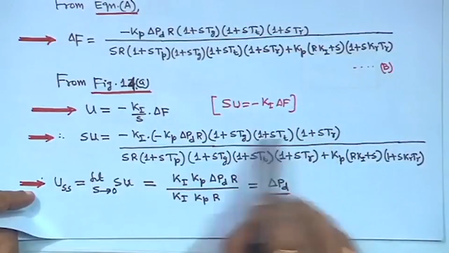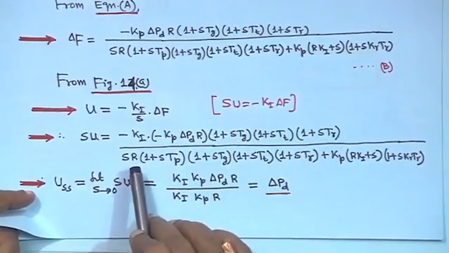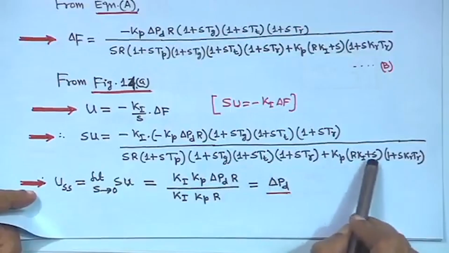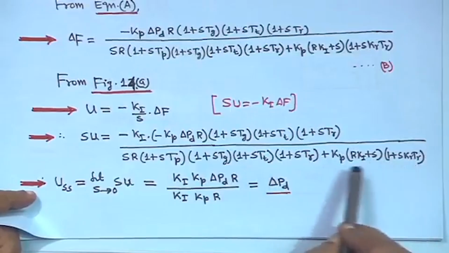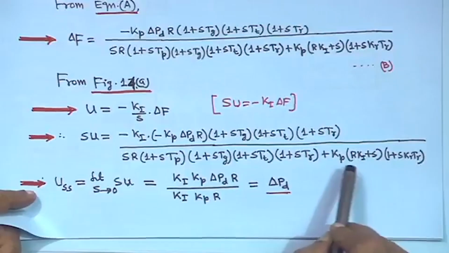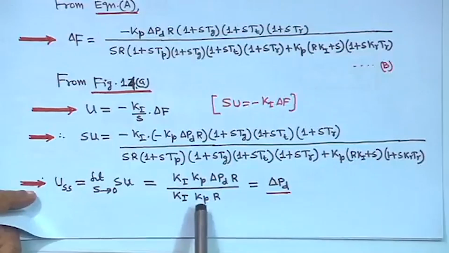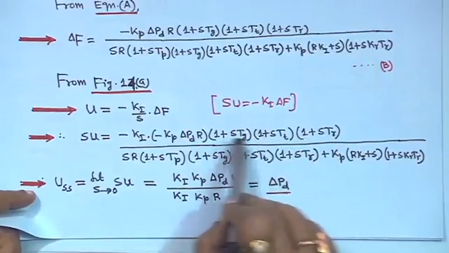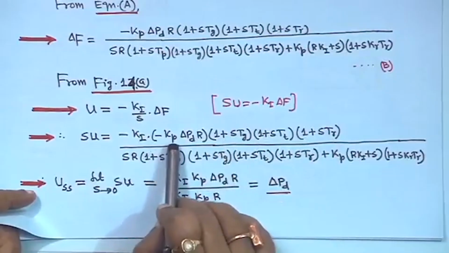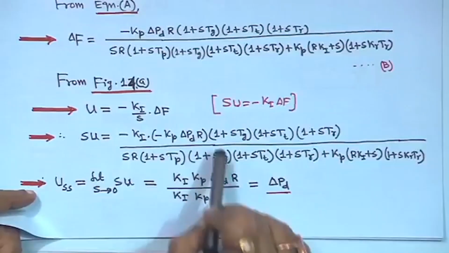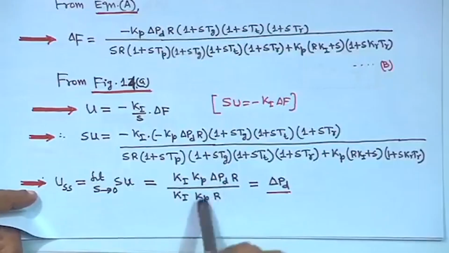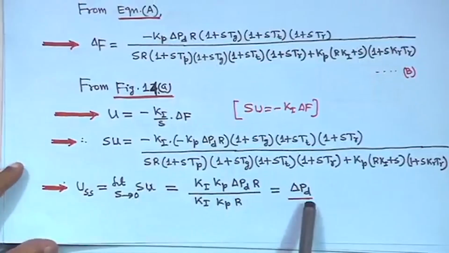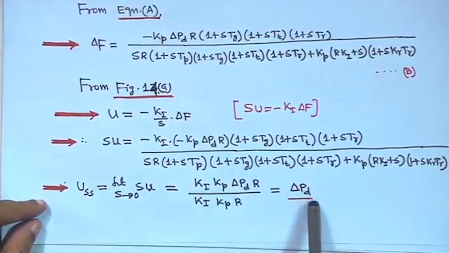So, all these 3 terms will be 1, 1, 1 if you put s is equal to 0. The first term is 0, and the second term, if you put s is equal to 0, will be k p r into k I. And here all these terms will be 1, and it will be k p k I delta p d into r. So ultimately 3 terms will be cancelled. So at steady state you will get the value of u equal to delta p d.